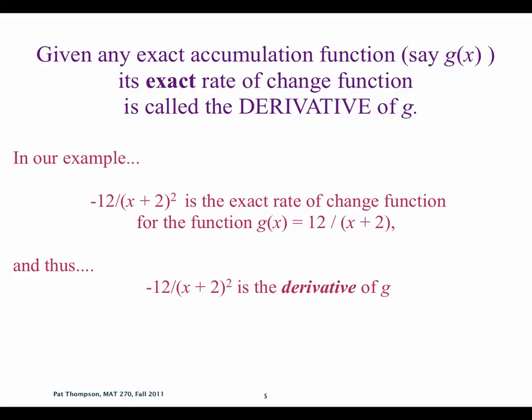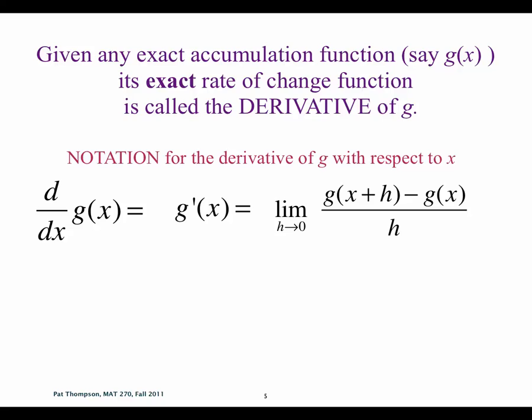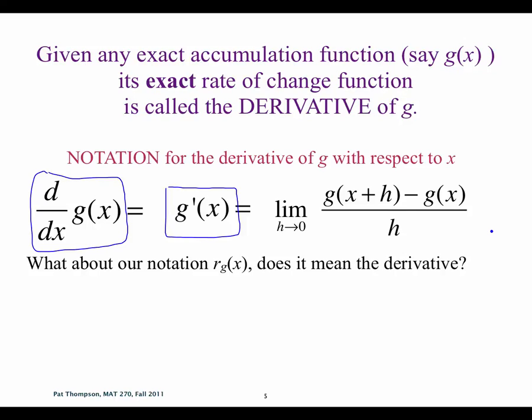Okay, so notation for the derivative. The derivative specifically has to be the exact rate of change. The exact rate of change function is what is called the derivative. So for notation, here are two notations that are most common. This one here means the derivative. This one here means the derivative of g with respect to x. And so if it's the exact rate of change function, we know they both have to equal the limit as h approaches 0 of our constant approximating rate function. Okay, so what about r of g of x? Does this notation, r g x, mean the derivative?